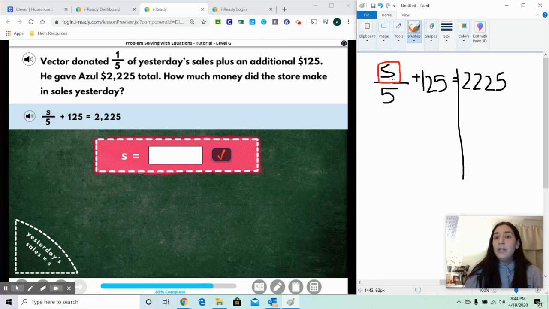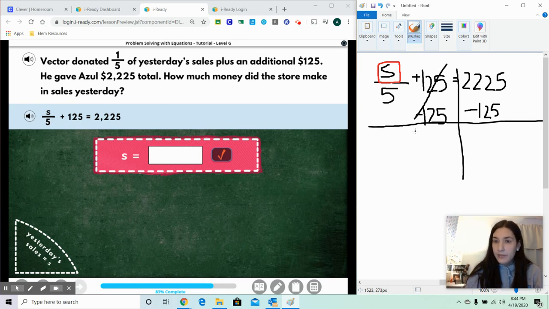Okay, in order to get the S alone, we first have to move the 125. It's a positive 125, so we have to do the inverse operation, which is subtraction. So we're going to subtract 125 from both sides. When we do this, these will cancel out, additive inverses, and we get S over 5 equal to 2,100.